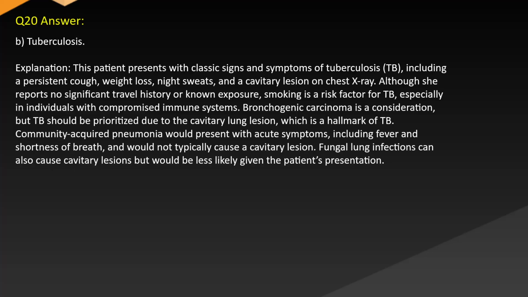Answer: B. Tuberculosis. Explanation: this patient presents with classic signs and symptoms of tuberculosis (TB), including a persistent cough, weight loss, night sweats, and a cavitary lesion on chest X-ray. Although she reports no significant travel history or known exposure, smoking is a risk factor for TB, especially in individuals with compromised immune systems. Bronchogenic carcinoma is a consideration, but TB should be prioritized due to the cavitary lung lesion, which is a hallmark of TB.